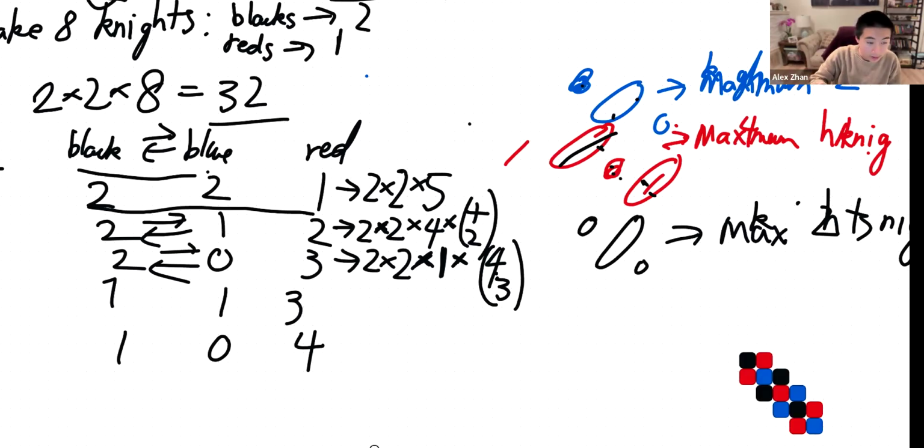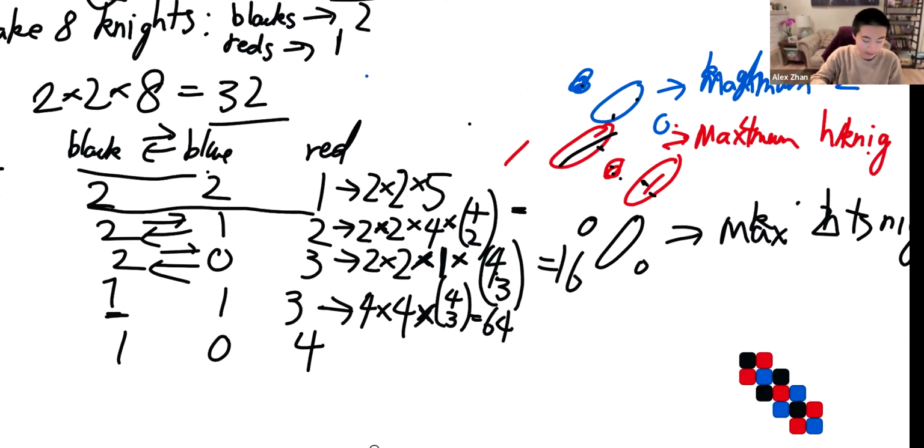Okay, let's talk about this last one. Number of ways to choose 1 blue and 1 black. That would be 4, because you could choose any of those 4. Number of ways to choose 3 red, same as the previous case, 4 choose 3. So that's 64. I'm just going to quickly write all of these down. This is 96, and that is 20.